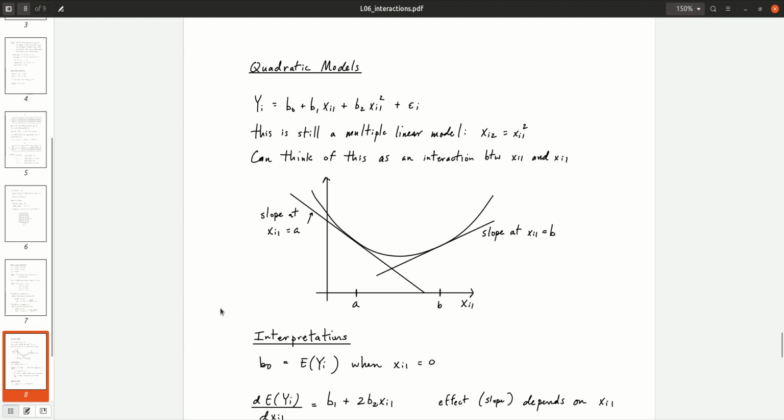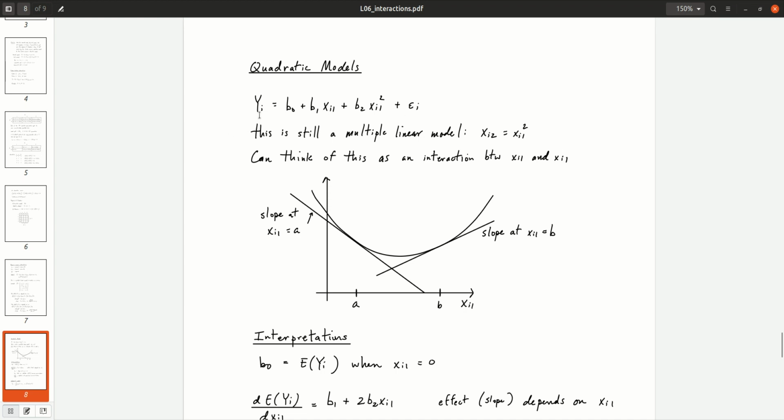All right, so another model, which I guess is not technically an interaction model, is quadratic models, but I like to think of this as an interaction, and I'll show you why. So here's the quadratic model. You have one covariate xi1, and you want to write down a quadratic function, the expected value of yi being a quadratic function of xi1. You'd write the following: yi equals b0 plus b1 xi1 plus b2 xi1 squared plus epsilon i.